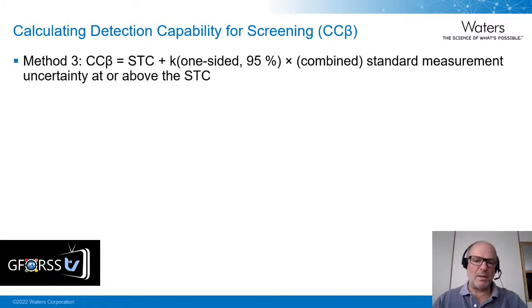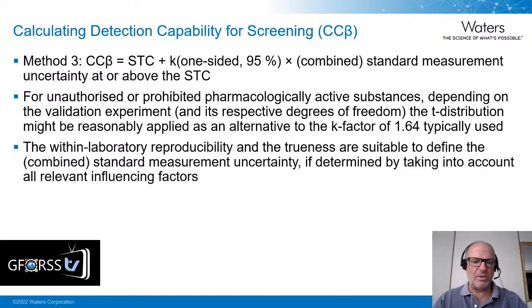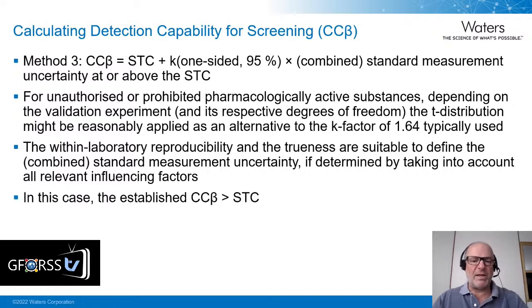The third method outlined in the regulation is the use of standard measurement uncertainty to calculate CC-beta. It gives you a little bit of information about using the k factor of 1.64 or alternatively a t-distribution, and it says that the within-laboratory reproducibility and the trueness are suitable to define the measurement uncertainty. But there isn't really any other information, any other guidance.